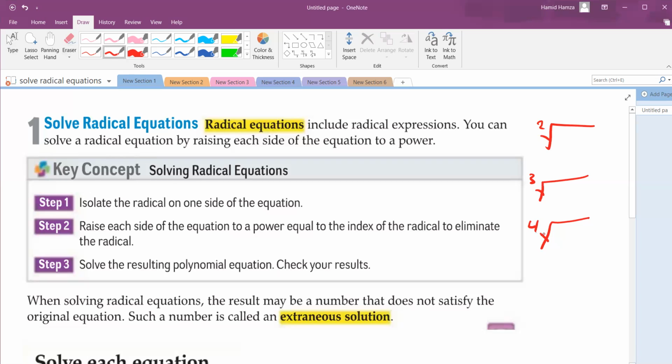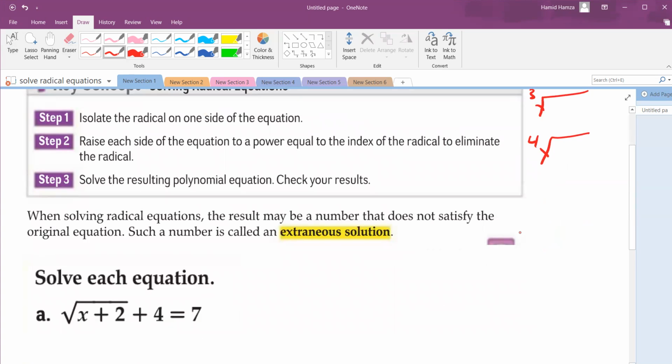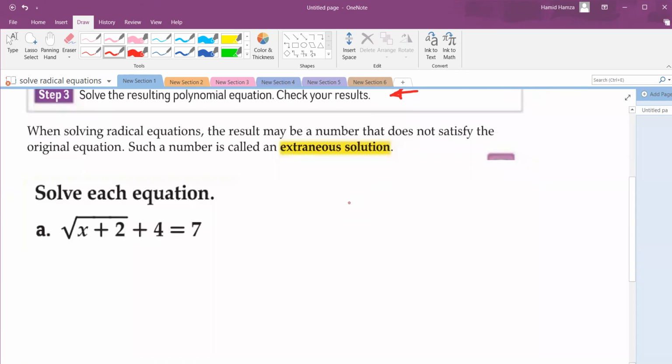So the power will remove the radical. So 2, 3, and 4 are the index of the root. Then after that, you will solve the equation and find the value of the number. But there is a very important point here. You must check your answer. Because sometimes you will get an answer, but you should refuse it because it may be an extraneous solution. An extraneous solution just means it will not satisfy the original equation.